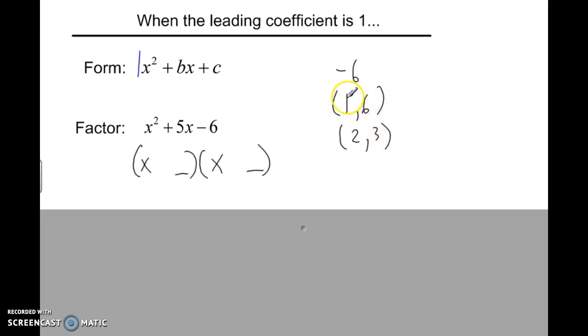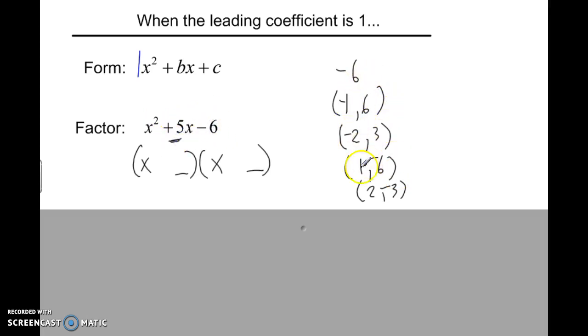Those are pairs, and obviously one of them is negative, one of them is positive, right? I'll put both pairs up there just so you can see everything. I don't always write this out. Maybe the 1 is negative, maybe the 6 is negative, maybe the 2 is negative, maybe the 3 is negative. Those are all the possibilities. And so we have to multiply to make negative 6, and we have to add to make 5.